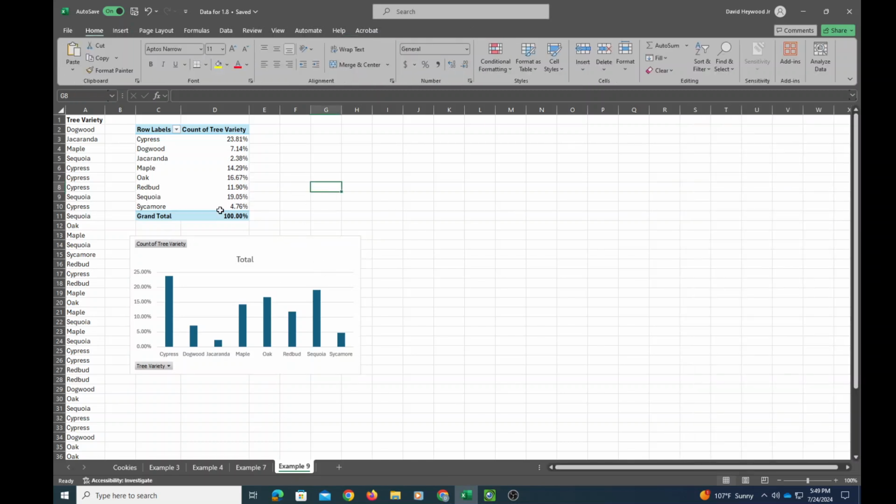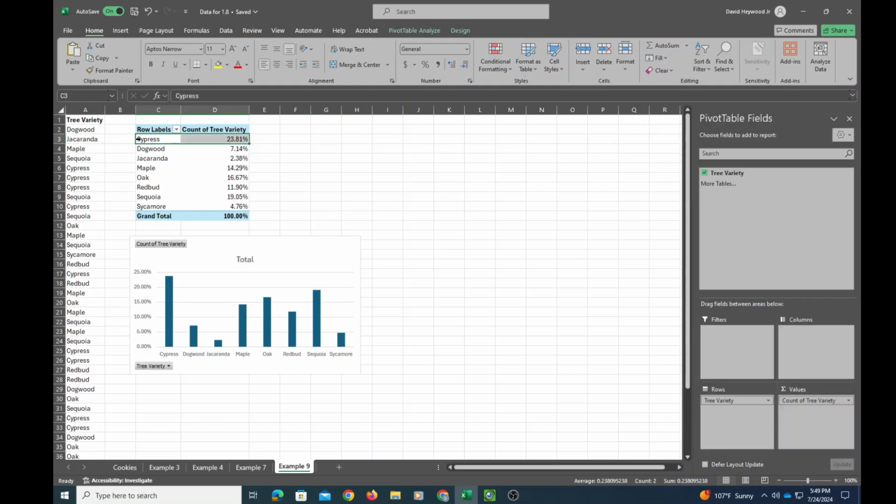We were asked to calculate the mode. The mode is pretty easy to see now. It's cypress trees. Those were the most common trees in her neighborhood. You can tell that because it has the largest proportion. So the mode would be cypress, and the modal proportion would be 23.81% or 0.2381.